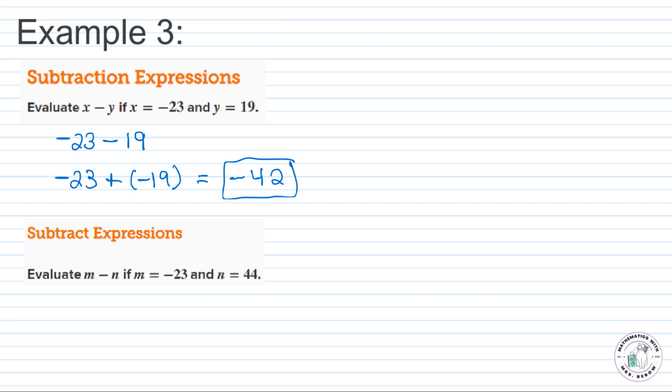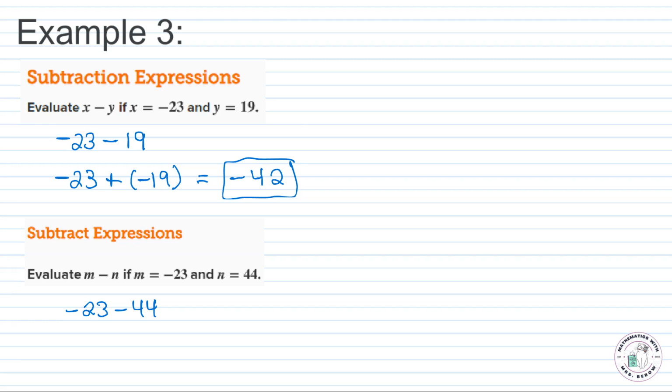All right, and then for this last one, we have evaluate m minus n if m is equal to negative 23 and n is equal to 44. So once again, we're going to substitute those values into our variable expression here, our algebraic expression. So we have negative 23 minus 44.